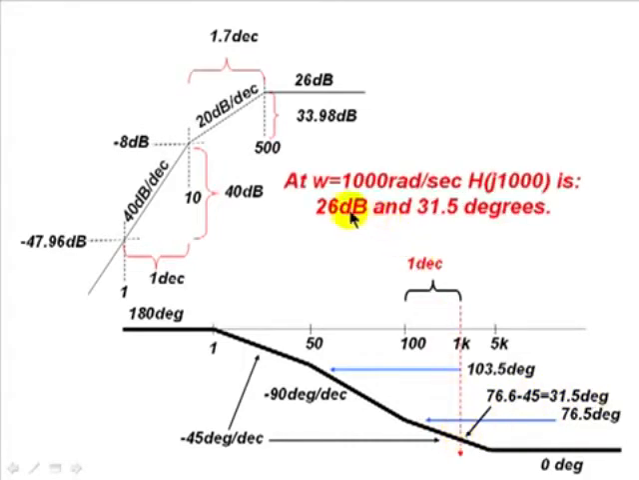And then the value of the transfer function, H at j1000 radians per second, is 26 decibels and 31.5 degrees. Thank you very much.